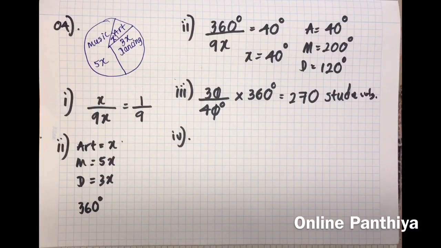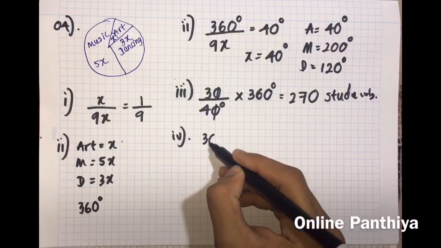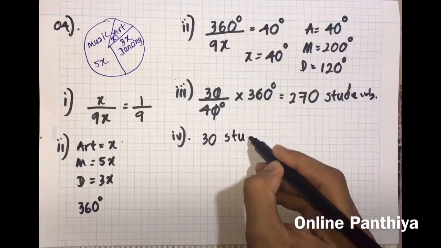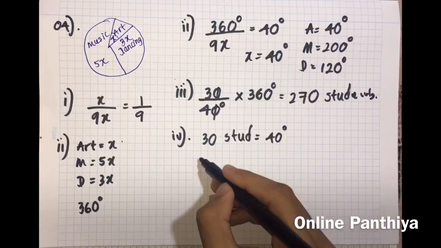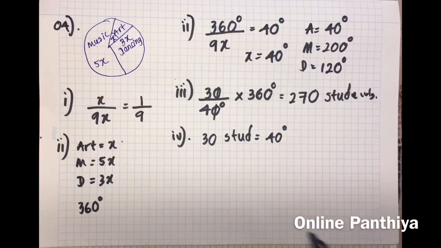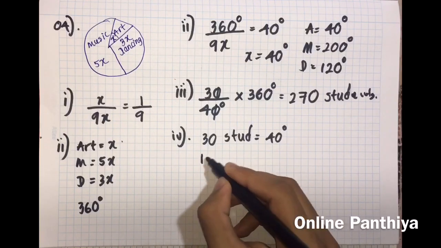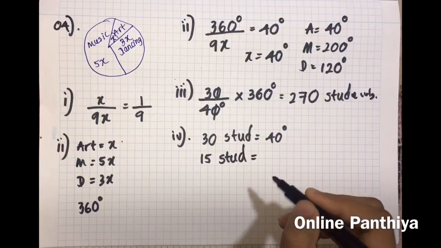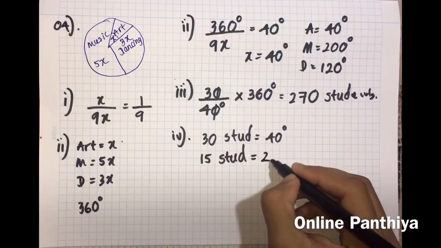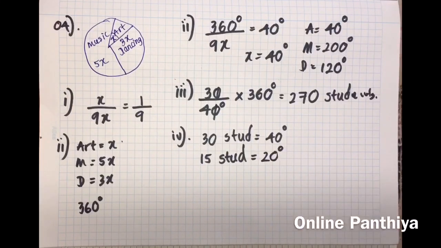Now, already people have changed their subject. Observe, the information was already given that 30 students is represented by 40 degrees. Now 15 students are changing their subject. So how many degrees do 15 students represent? Half of this. How much is it? 20 degrees.